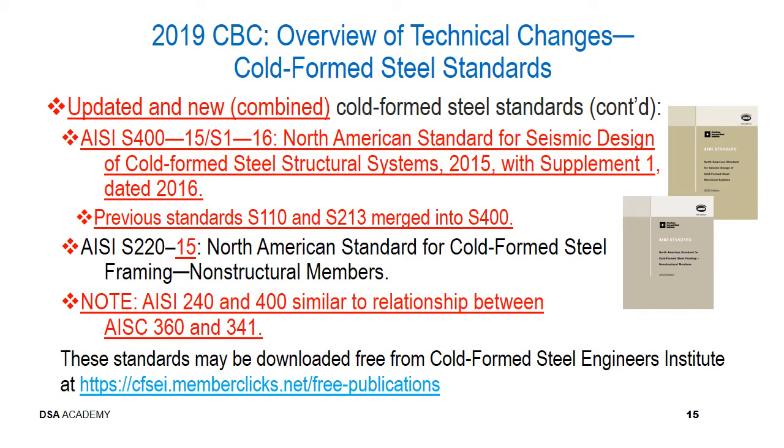Continuing on with the cold-formed steel, the AISI S400-15/S1-2016, that's the North American standard for seismic design of cold-formed steel structural systems, that's the 2015 edition, with the supplement 1 dated 2016. Previous standards were the S110 and the S213 were merged into this single S400 document now. The AISI S220 has been updated to the 2015 edition. That's the North American standard for cold-formed steel framing, non-structural members.